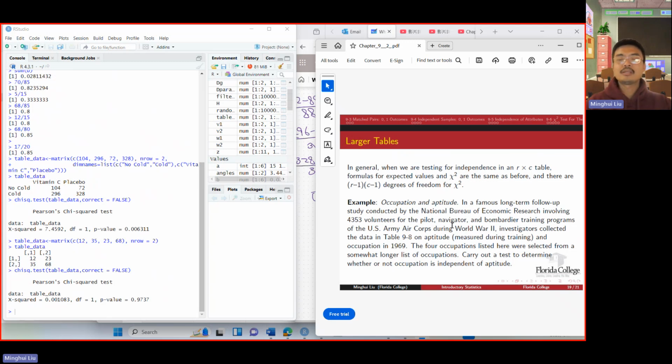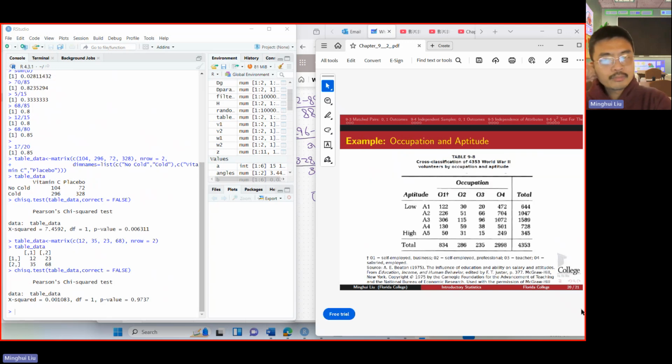So now, in the last example, the occupation and aptitude, we divided people into different occupations, and then we collect the data, based on their aptitude measured during the training and occupation. So we get some table data like this. Of course, we divided occupation into 3 or 4 categories, O1, O2, O3, O4. And then we look at aptitude, which is A1, A2, A3, A4, A5. And then we ask the question, is the aptitude connected to occupation or not? Well, the answer is we can do the chi-square test.